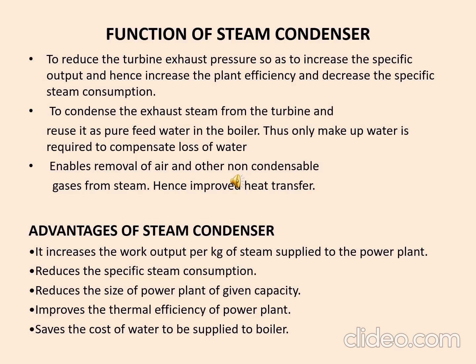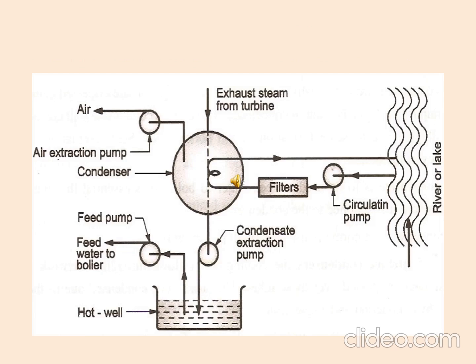This is the diagram of our steam condenser, where you can see one air extraction pump we are using, then one condenser, then exhaust steam coming from the turbine, then one filter. A circulating pump is there which is connected from the river to the condenser. One condensate extraction pump is also there, which is connected from the condenser to the hot well. Then another feed pump is there, which can feed the water from the condenser to the boiler. So these are the basic things.